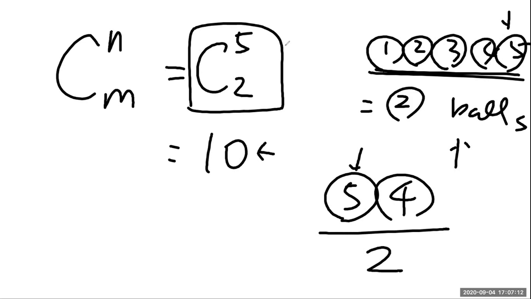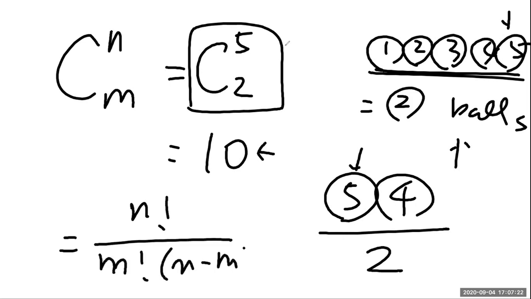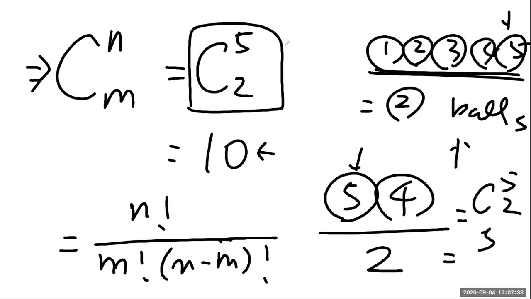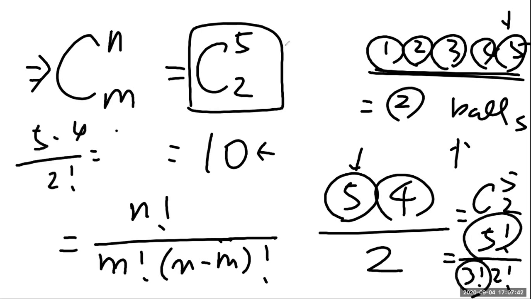So Cn pick m equals n factorial divided by m factorial times n minus m factorial. That's the factorial, the combination number. So if I have C5 pick 2, it would be 5 factorial divided by 3 factorial times 2 factorial. That would be 5 times 4 divided by 2 factorial, which is 5 times 4 divided by 2. That would be 10.